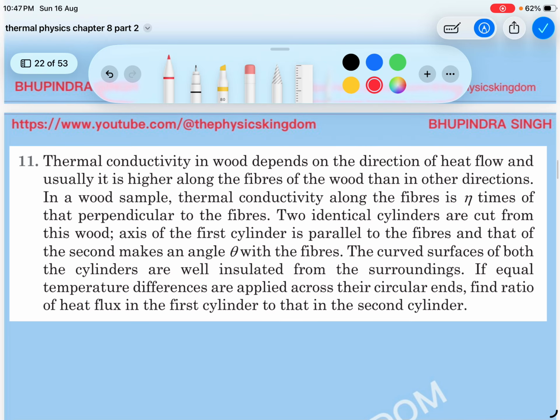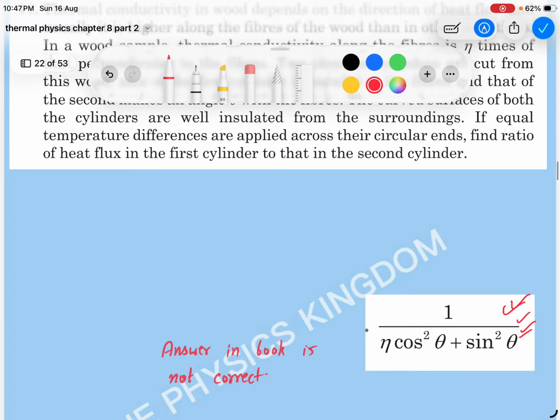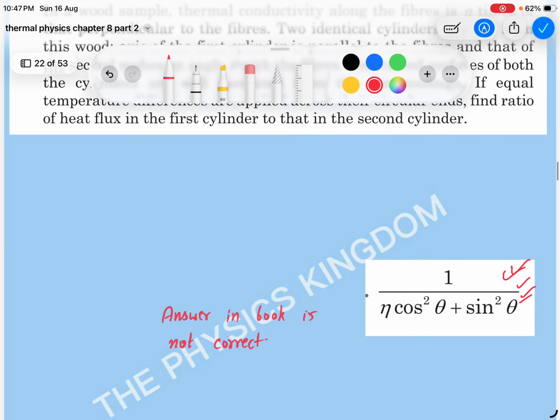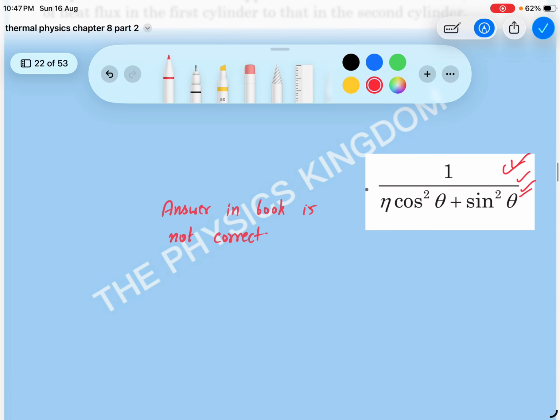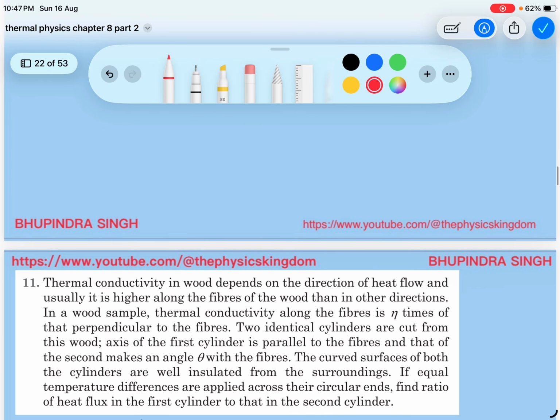So this is the question. Now, one precaution: the answer in the book is not correct. This answer is given, and according to me this is not correct. We'll see what I am getting, and I can prove also that this answer is not correct. Now let's first understand the question, what they are trying to say.